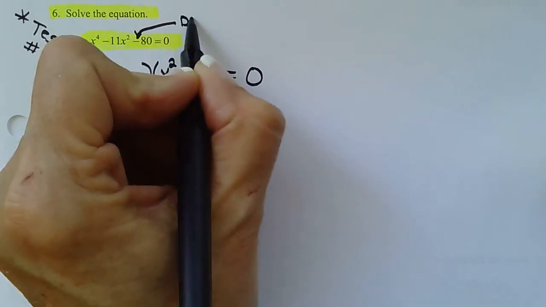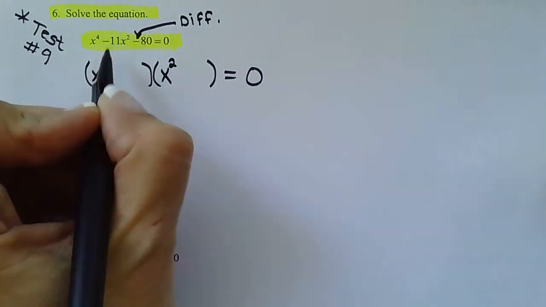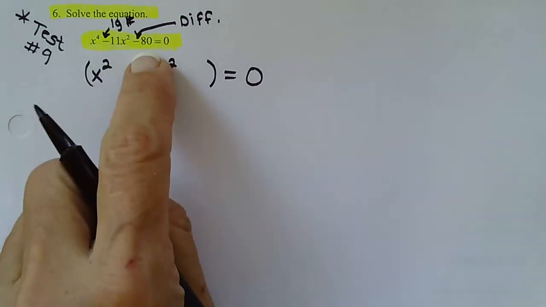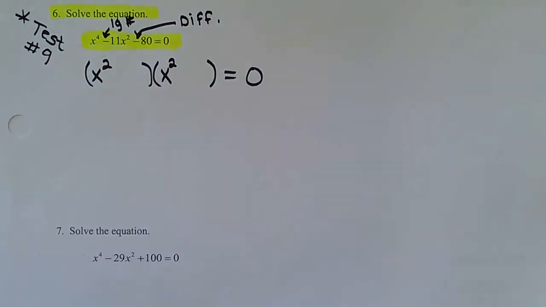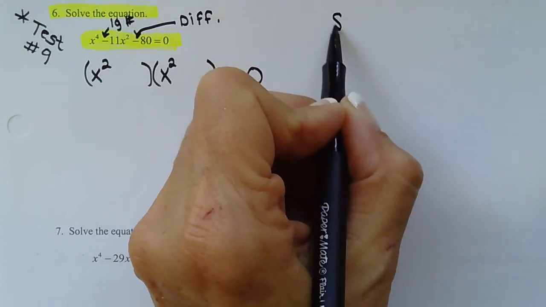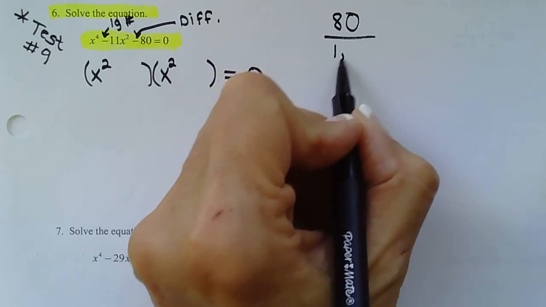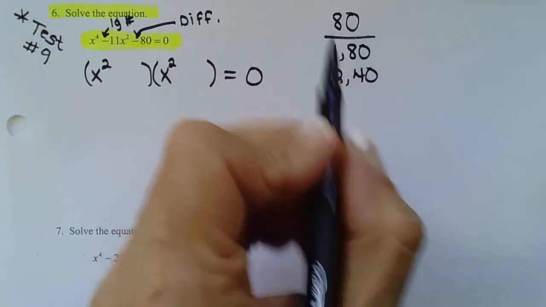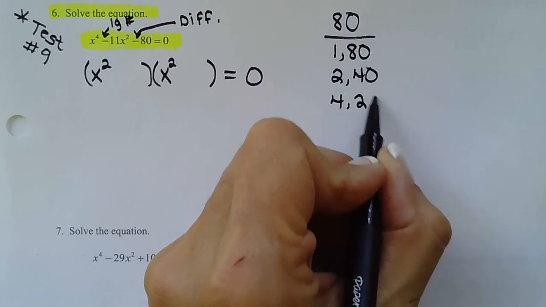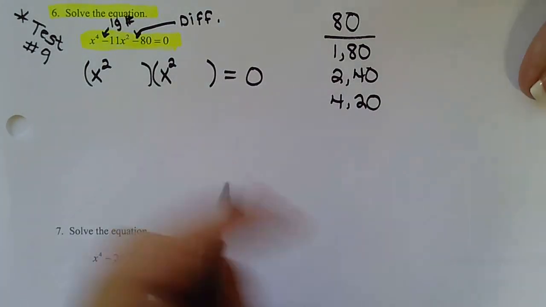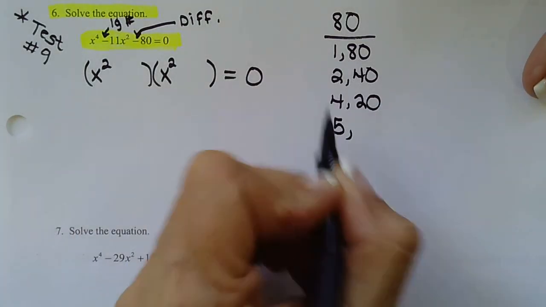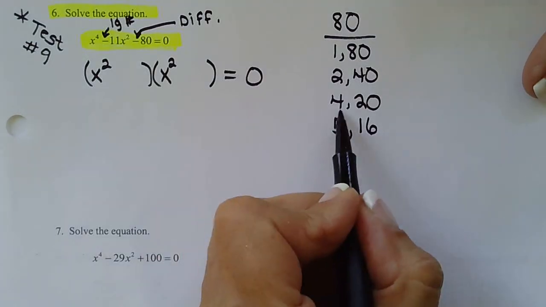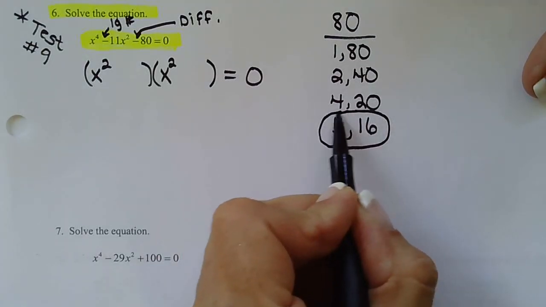This says the signs will be different. This says the largest number should be negative. So we're looking for factors of 80 that subtract to 11. So over here we do 80. 1 and 80, that doesn't subtract to 11. 2 and 40, nope. 3 doesn't go into it. 4 and 20, that doesn't subtract to 11, but we're getting closer. 5 goes in 16 times. Boom, there is our subtract to 11.